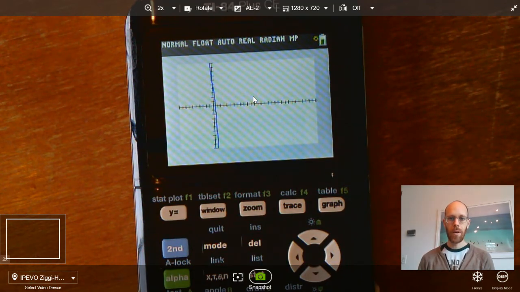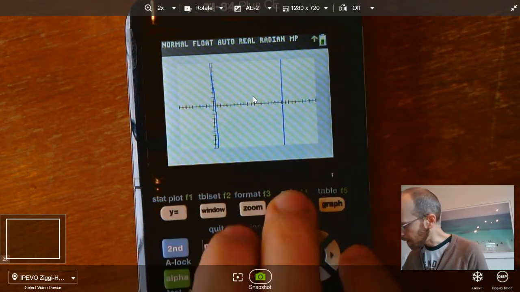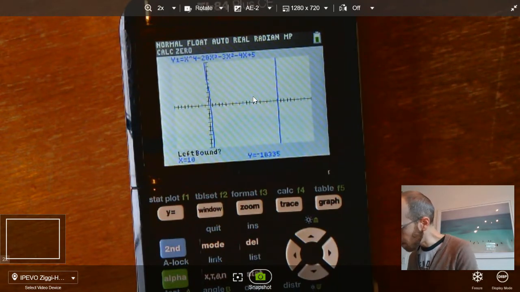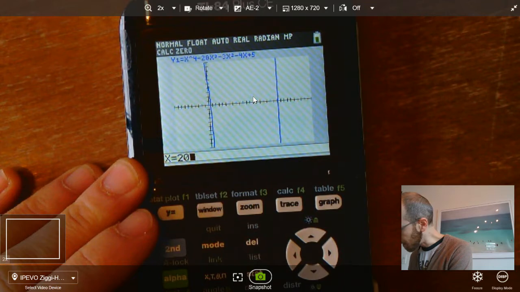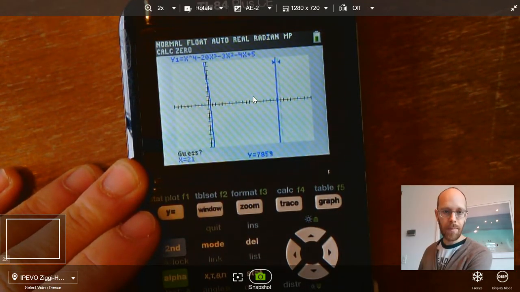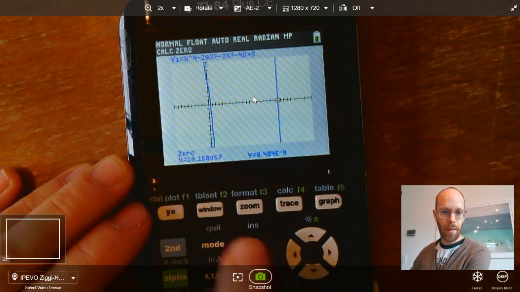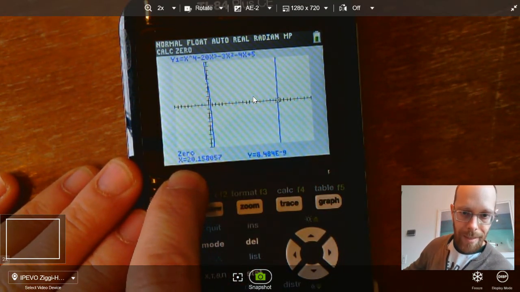There's our first 0. There's our second. We can find this second one by saying calc 0. I know that you are bigger than 20 and smaller than 21. And there's your value. Your value is 20.158.